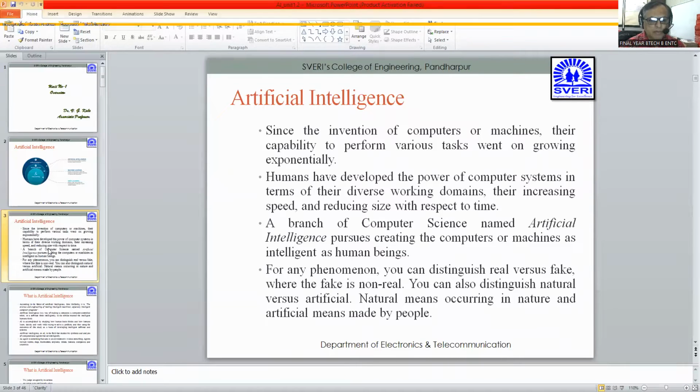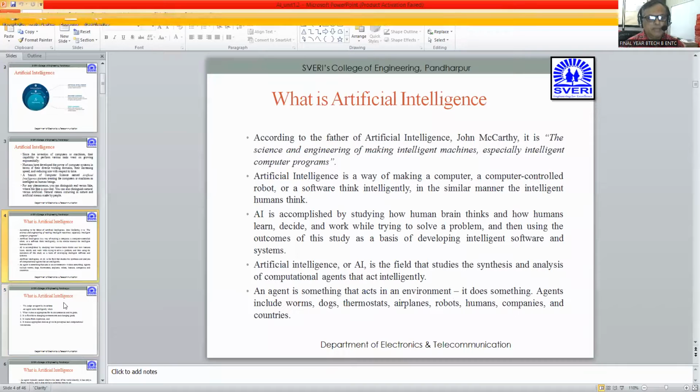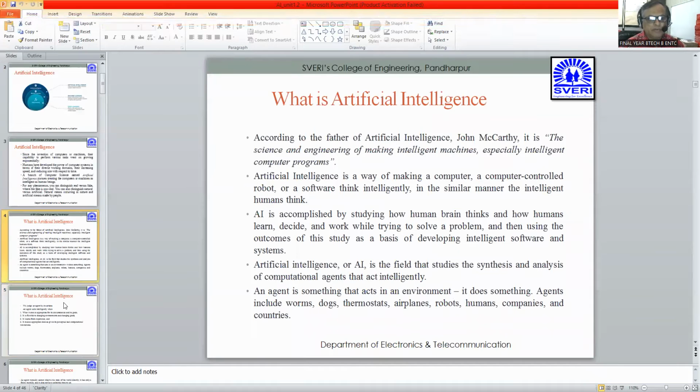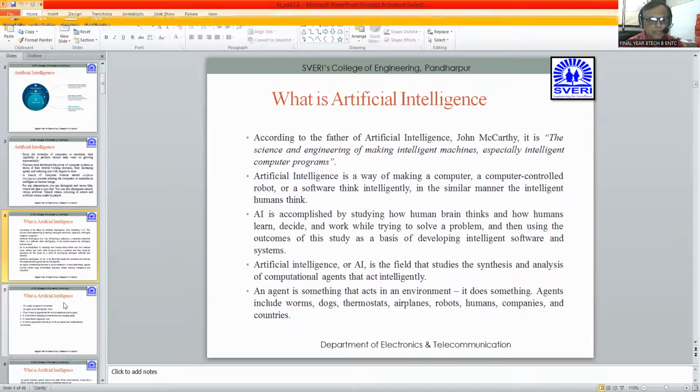Then we have also seen natural and artificial intelligence. Natural means occurring in nature and artificial means made by people. Beyond that, one of the definitions by the father of artificial intelligence, John McCarthy: the science and engineering of making intelligent machines, especially intelligent computer programs. So artificial intelligence is the field of study that synthesizes and analyzes computational agents that act intelligently.